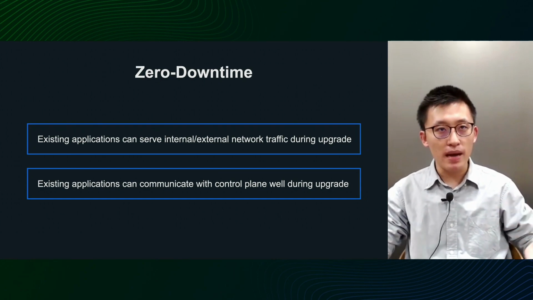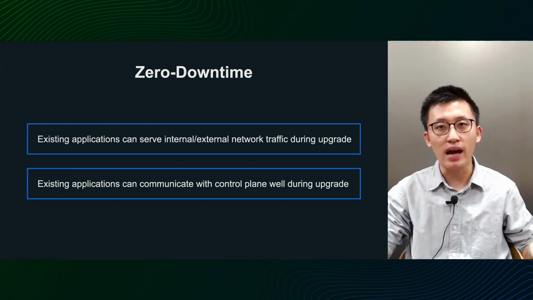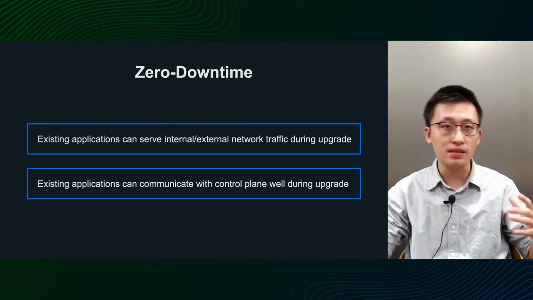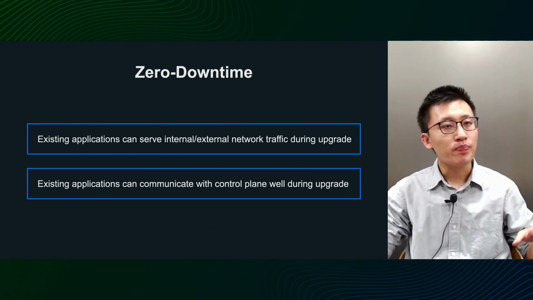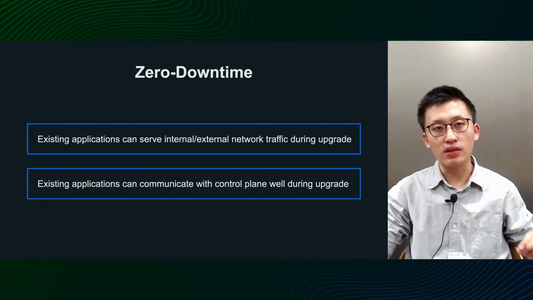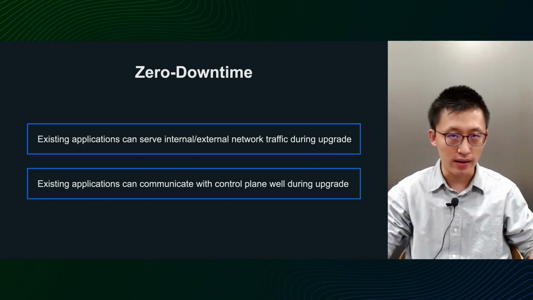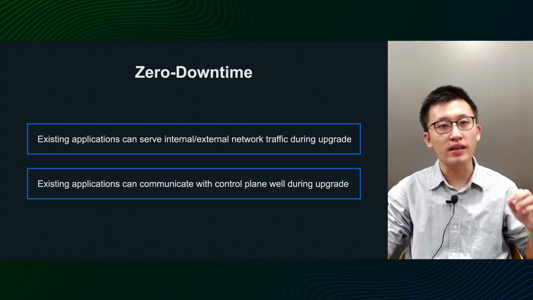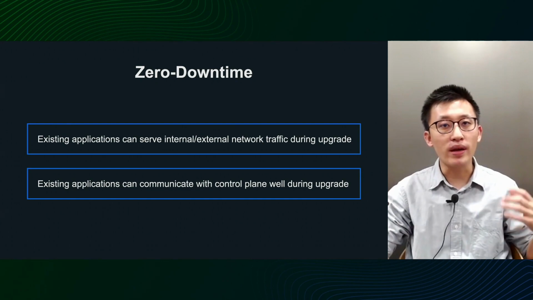From the application's perspective, we hope our upgrade solution will not cause any downtime of applications. There are two conditions that our cluster upgrade solution should satisfy. The first one is, during the upgrade process, the external and internal network traffic can be handled by the user's application normally. The second one is, applications can communicate with the control plane, specifically the Kubernetes server, well during the upgrade process.